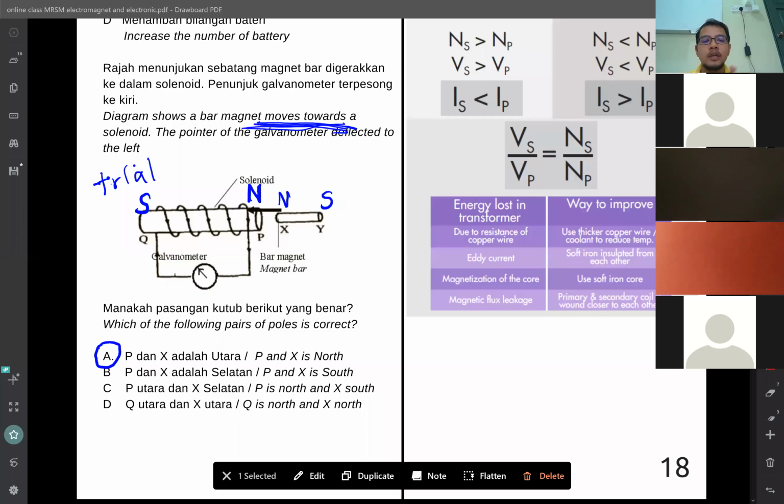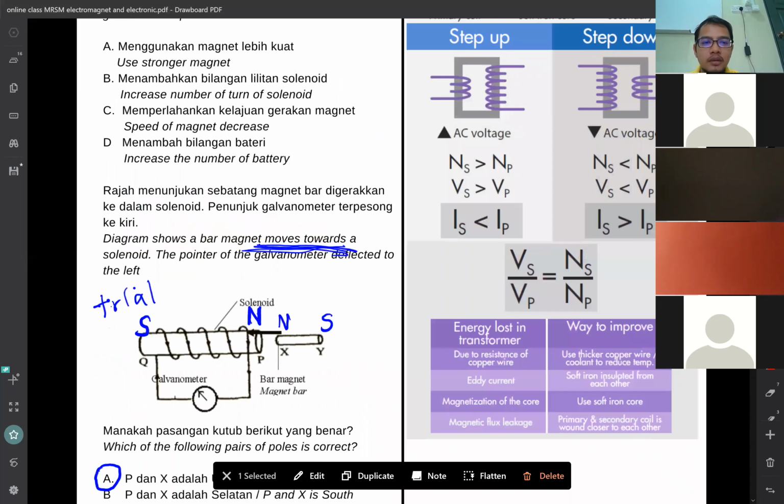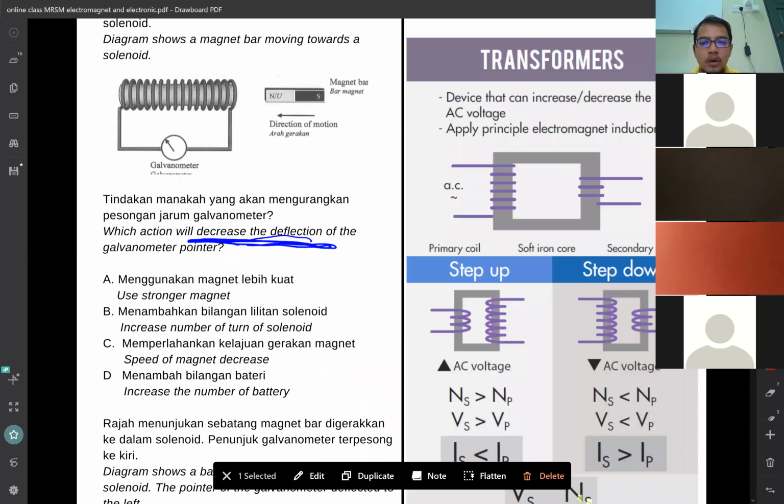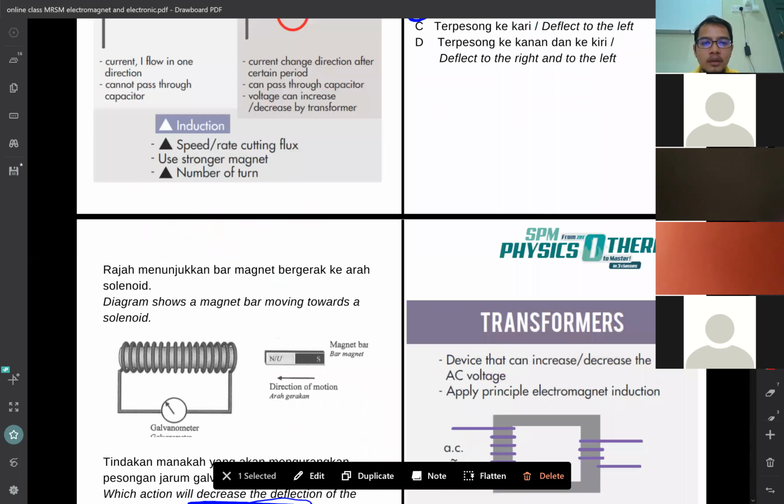Okay, there's another question you can try. Basically the trial will be much more difficult. In SPM, most of the time for induction, if you have past year books, the question will be like this, which is what action will cause, what is the factor. Okay, so that's the way in paper 1.